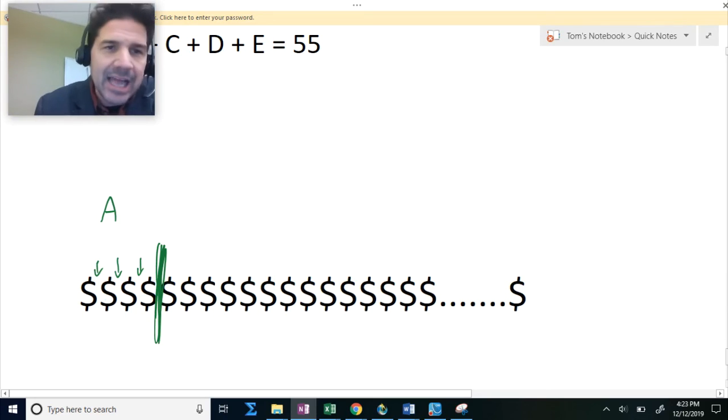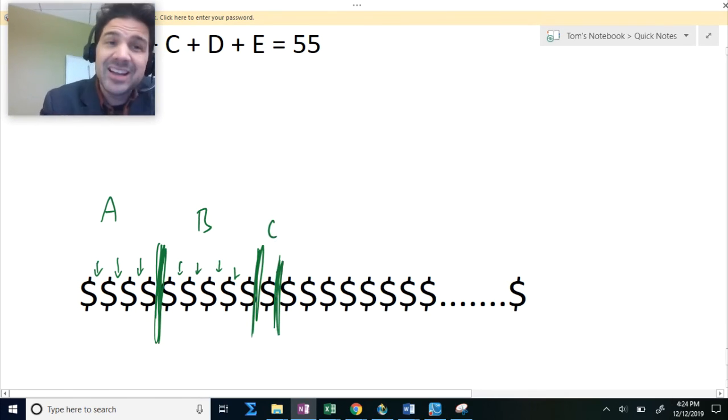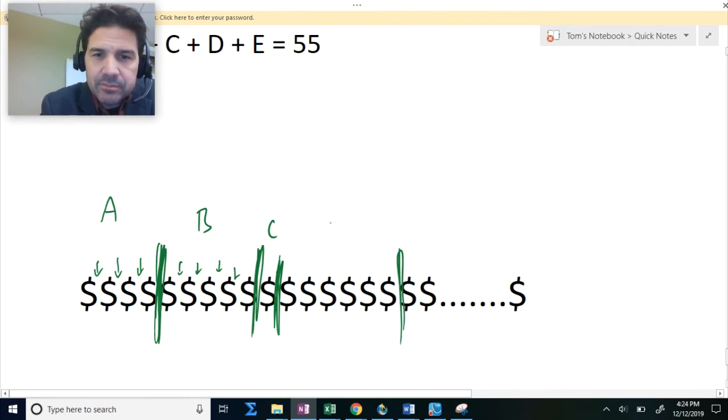I don't need to know exactly what the numbers are, but these are the possible places where I set my dividers. And then wherever I set the next divider, let's say I set it here. Well, then this is how many dollar bills B gets. And then let's say C only gets one more dollar, but they already got $9. So they meet the criteria, they get the $10. And then let's say the next one's here, and then E gets whatever's left over.